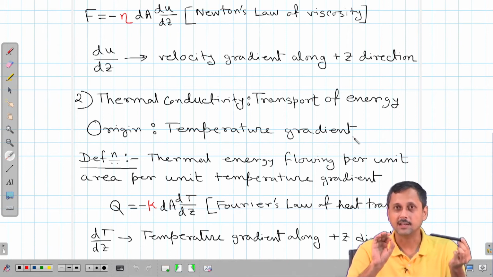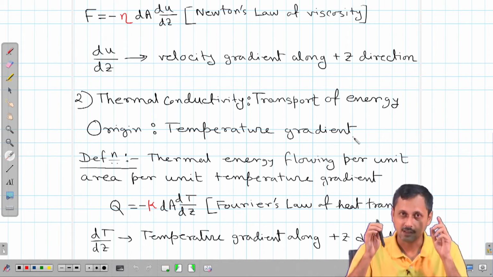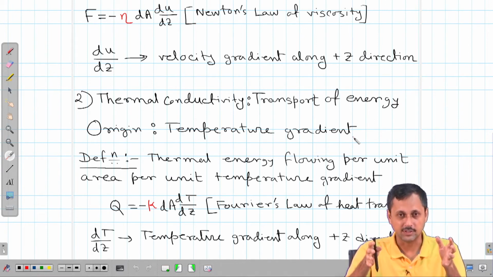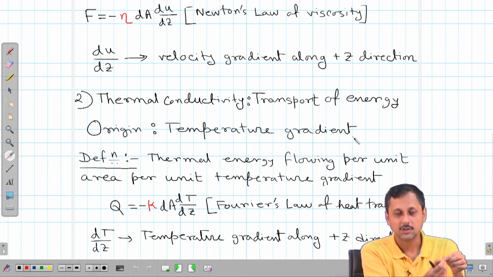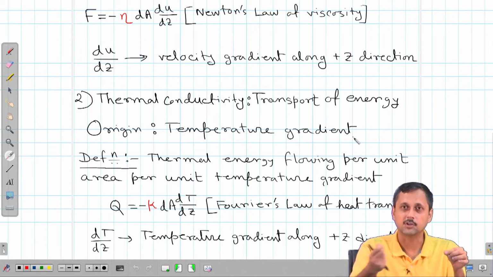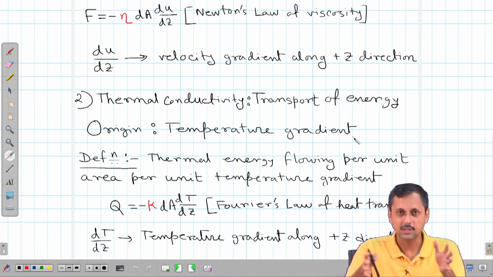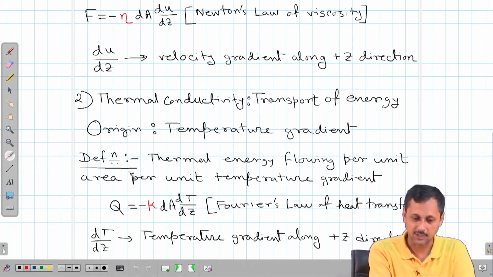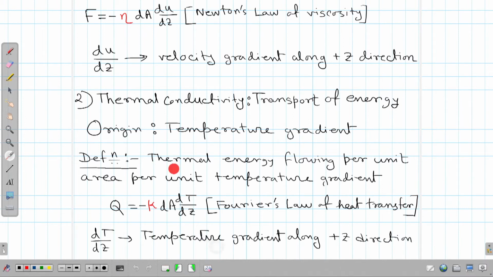But let me tell you, the same thing happens in a fluidic system as well. If we have a gas assembly which has higher temperature in one side and lower temperature in the other side, what happens is gas molecules start flowing from the hot end to the cold end, taking excess energy from the hot part to the cold part, so that eventually an equilibrium is established. So, that is where we come up with this definition of thermal conductivity, that is thermal energy.